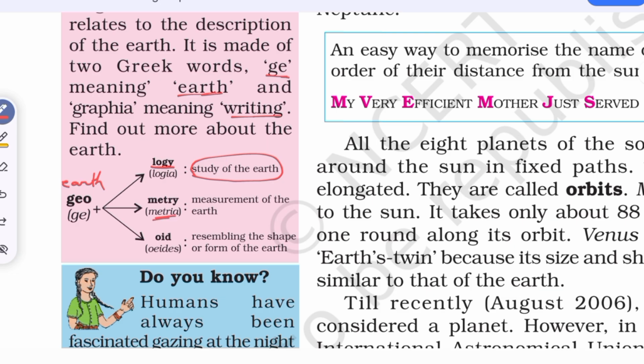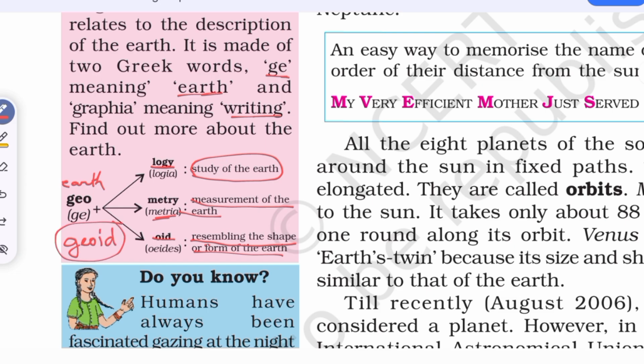Geometry, you already know as the geometry box. Geometry is the measurement of the earth. It is for the purpose of measurement. And geoid means resembling the shape of the earth. Anyone may ask what is the shape of the earth? It is geoid shape, not circle or spherical.